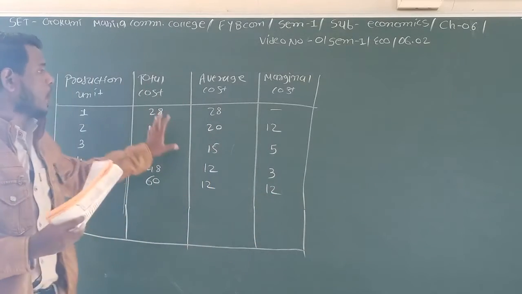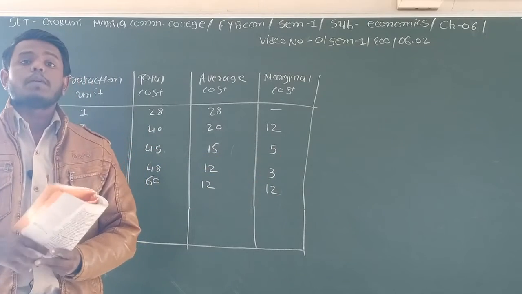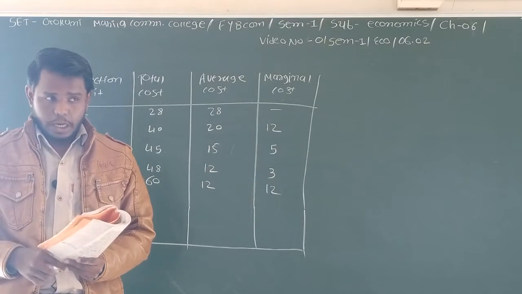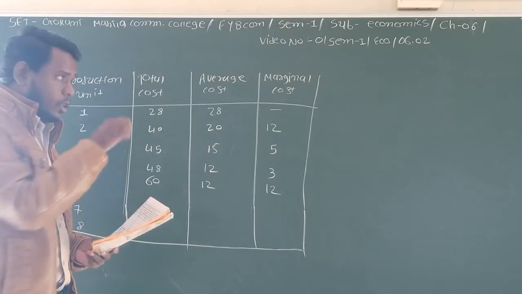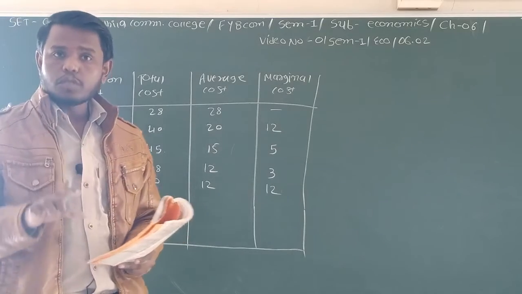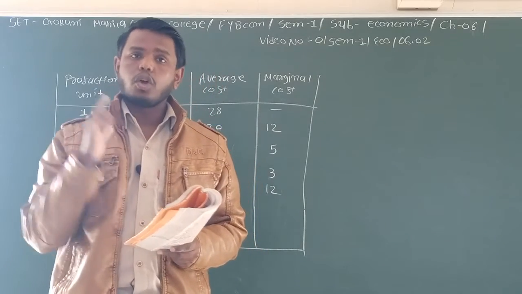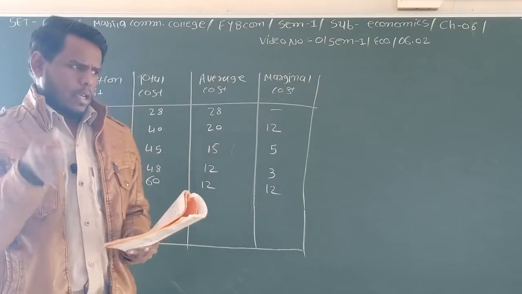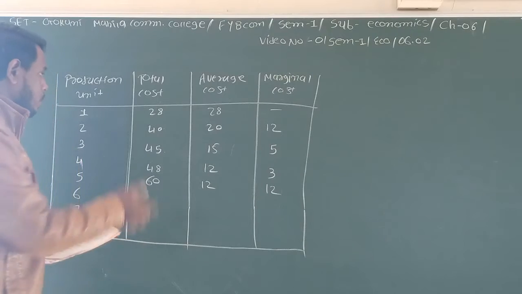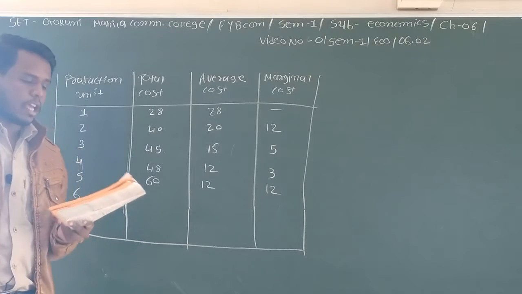Look, here both the average cost and marginal cost become the same. Now there is a point, this is the point. At this point you will get the highest profit and lowest loss. How it will be studied later, but now let's complete this diagram.